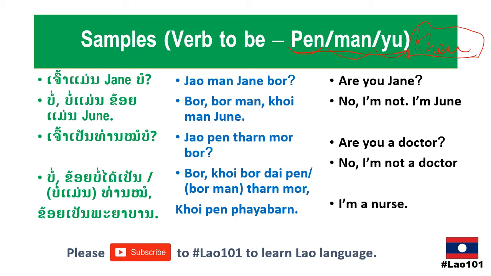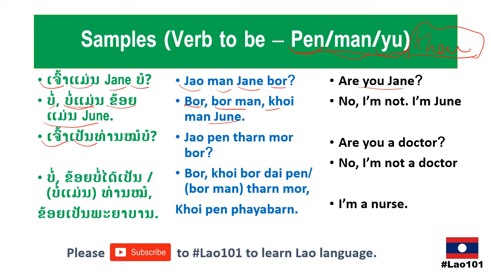For this one, เจ้าแมนเจนบ่ Are you Jane? บ่แมน. No. บ่แมน here means it's not correct. บ่แมน ข่อยแมนจูน. No, I'm not. It's not correct. บ่แมน, I'm June.